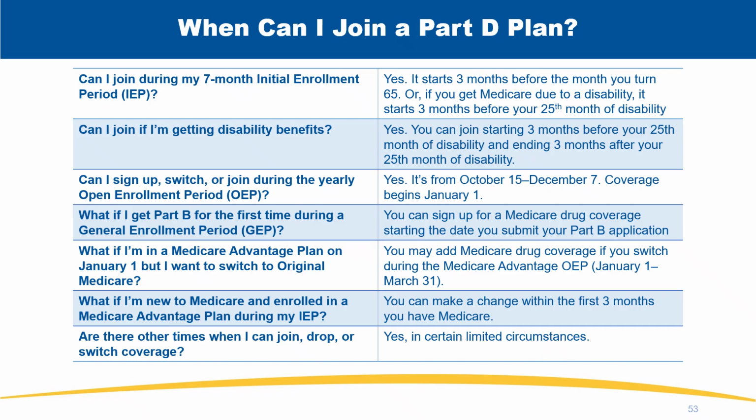What if I'm in a Medicare Advantage plan on January 1, but I want to switch to Original Medicare? You may add Medicare drug coverage if you switch during the Medicare Advantage open enrollment period, January 1 through March 31st. What if I'm new to Medicare and enrolled in a Medicare Advantage plan during my initial enrollment period? You can make a change within the first 3 months you have Medicare. Are there other times when I can join, drop, or switch coverage? Yes, in certain limited circumstances.